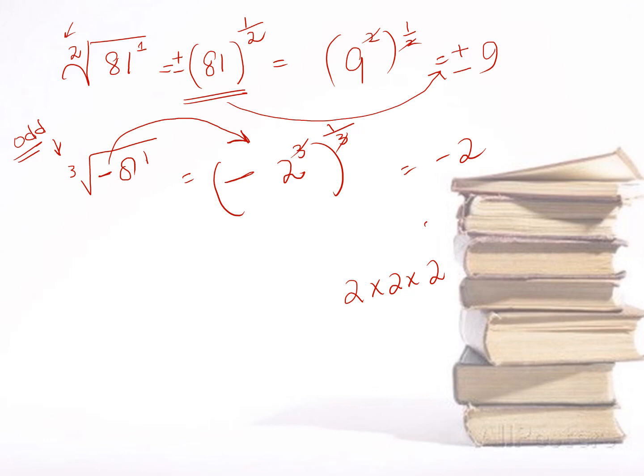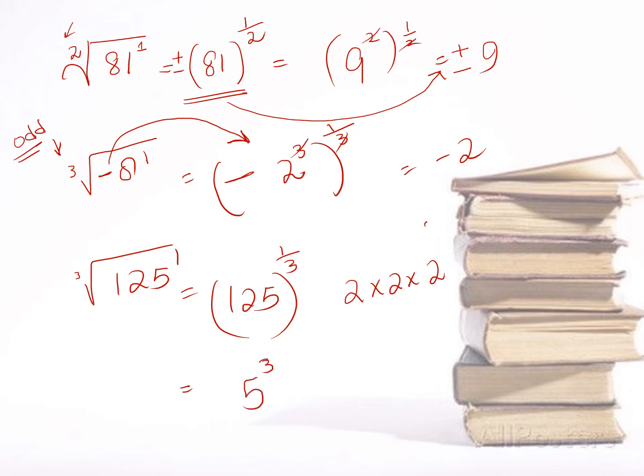Now for example, the third root of positive 125. First of all, we will write it as 125 whole to the power, this is 1 in over out, that means 1 over 3. And we all know that the cube of 5 is 125, and here 1 over 3, 3 and 3 cancel, so the answer is 5. Since the index is odd, you have only one real root, that is positive 5.